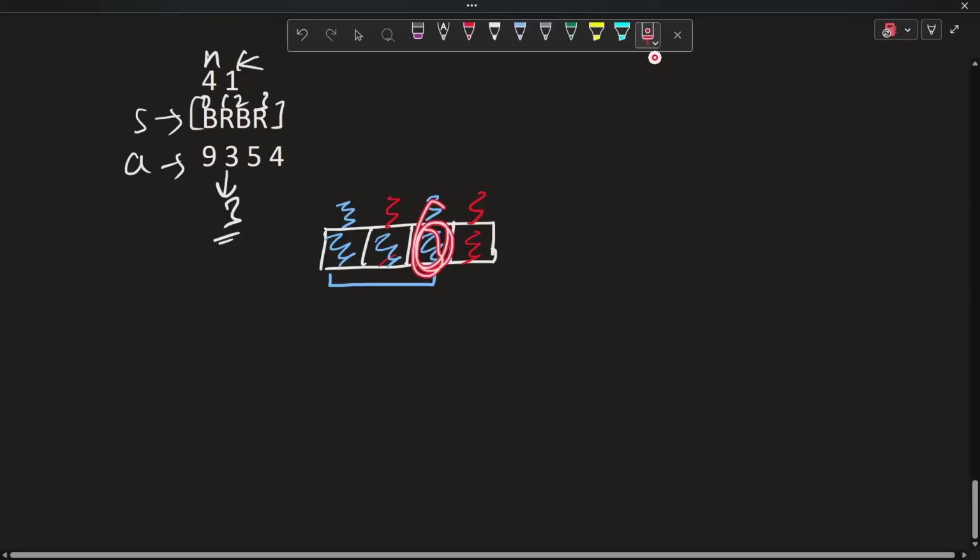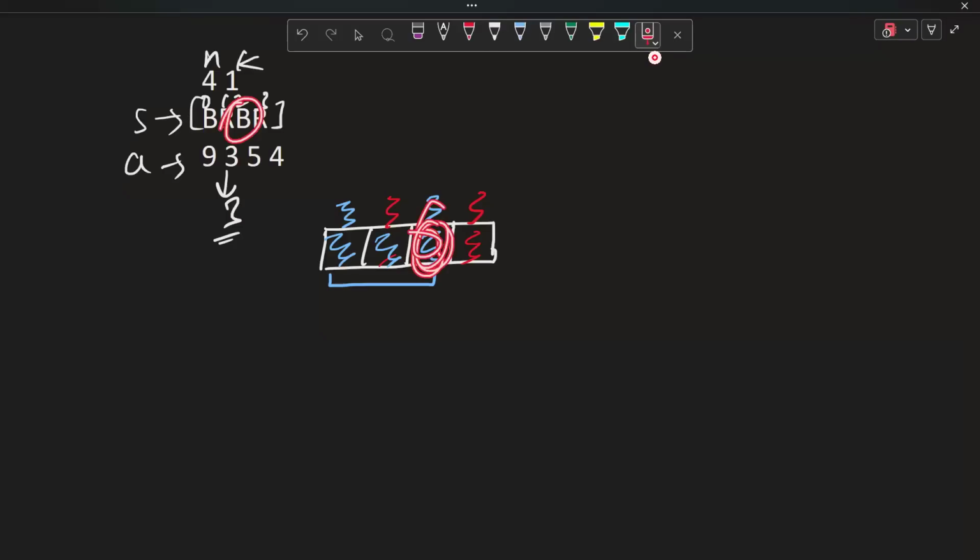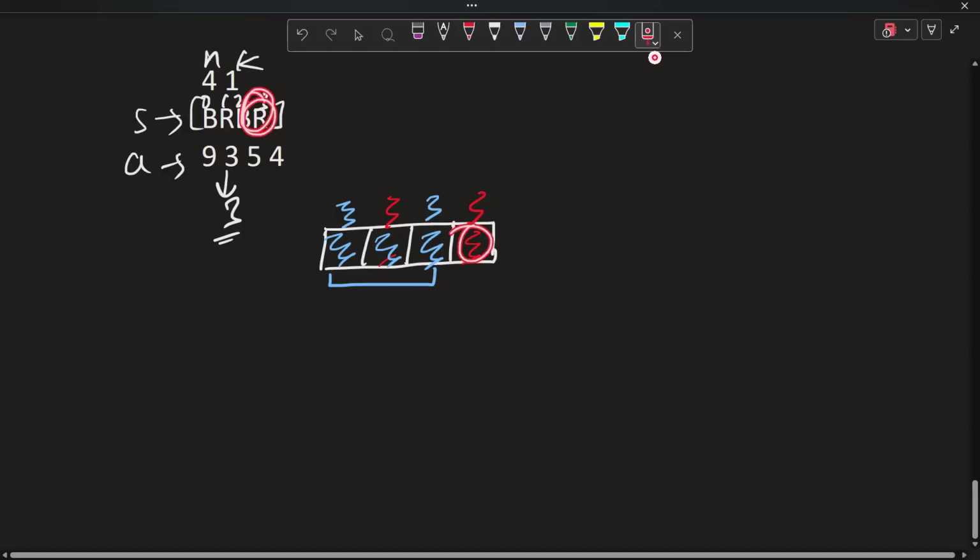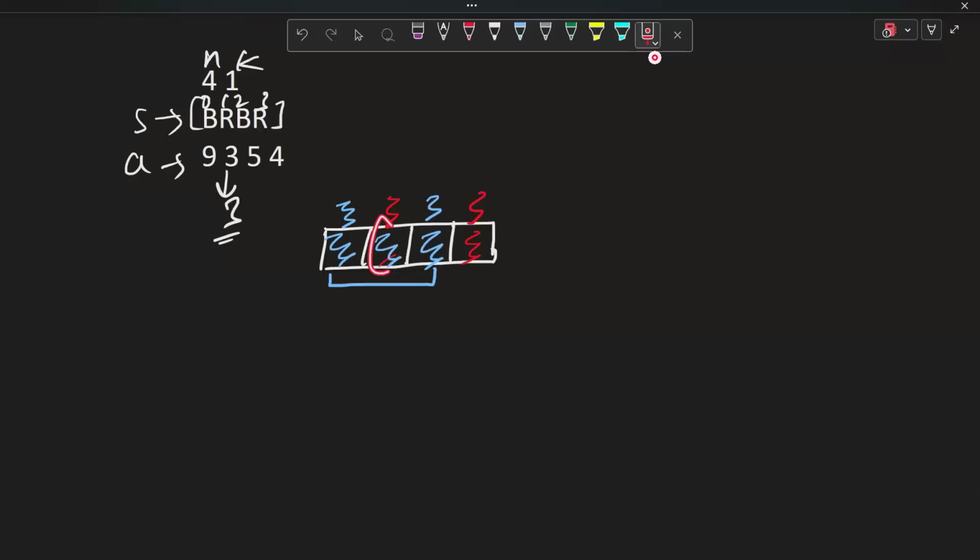Third, it was expected to be painted blue and it is blue only. Fourth, it was expected to be painted red and it is red only, so no penalty. So overall, there was only one cell which was giving you some penalty, and that was this second cell. It gave you a penalty of 3, so your final overall penalty would be 3.